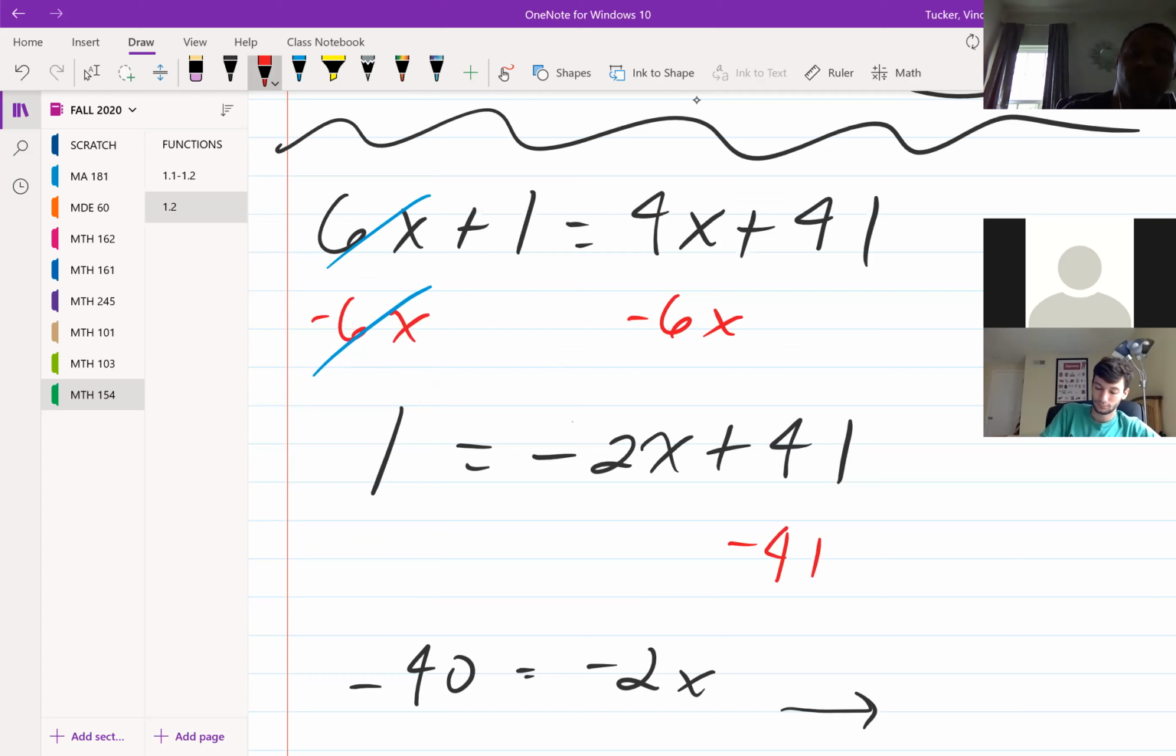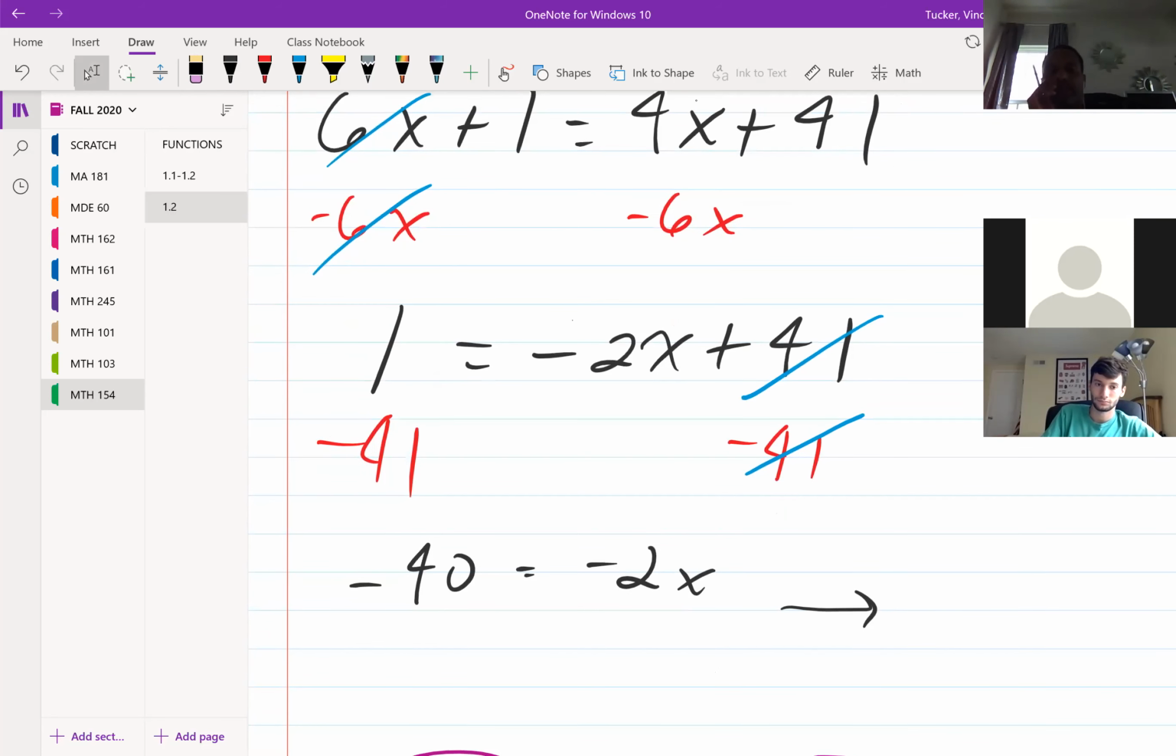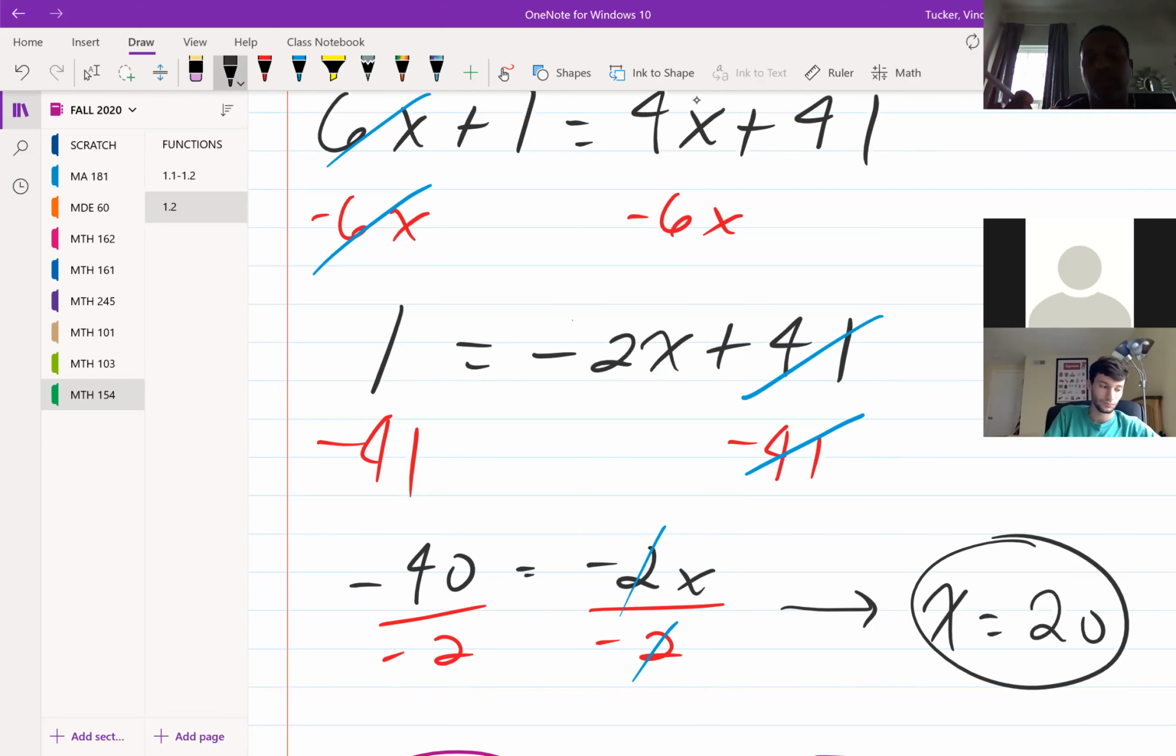Then subtract 41 from both sides. It leaves me with negative 40 equal to negative 2x, divided by negative 2. x equal to 20.